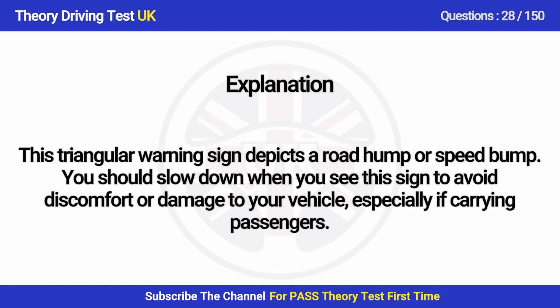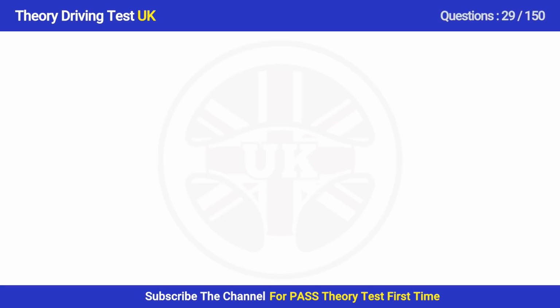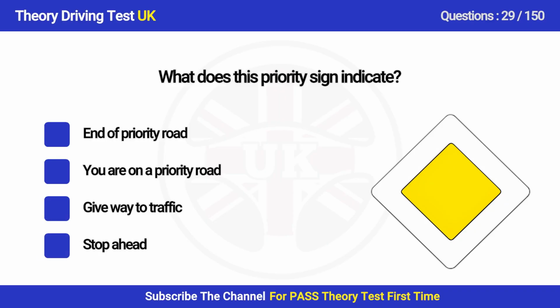This triangular warning sign depicts a road hump or speed bump. You should slow down when you see this sign to avoid discomfort or damage to your vehicle, especially if carrying passengers. Question 29. What does this priority sign indicate?